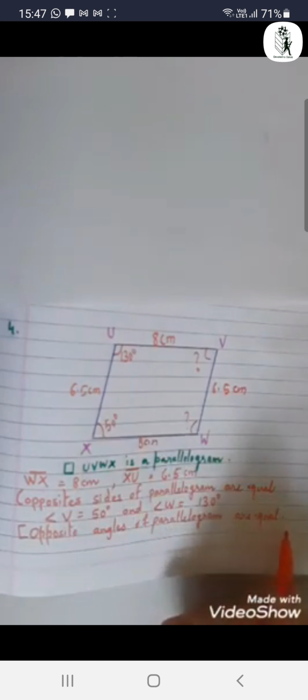So first, quadrilateral UVWX is a parallelogram. WX is 8 centimeter and XU will be 6.5. If this is 8, this also will be 8. If this is 6.5, this also will be 6.5. And the reason is, opposite sides of a parallelogram are equal.